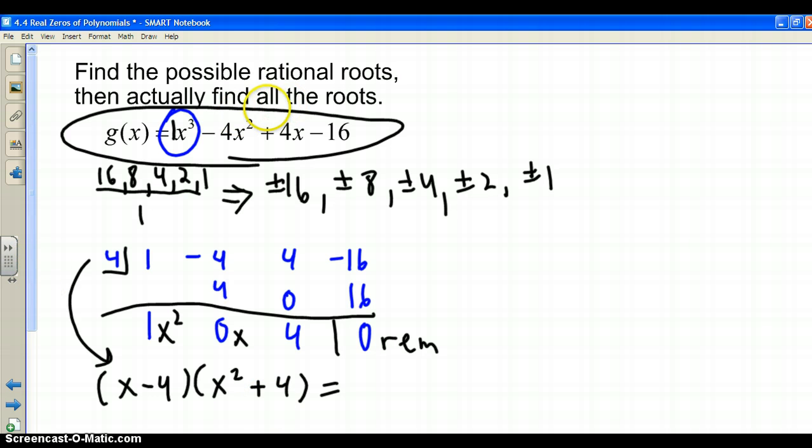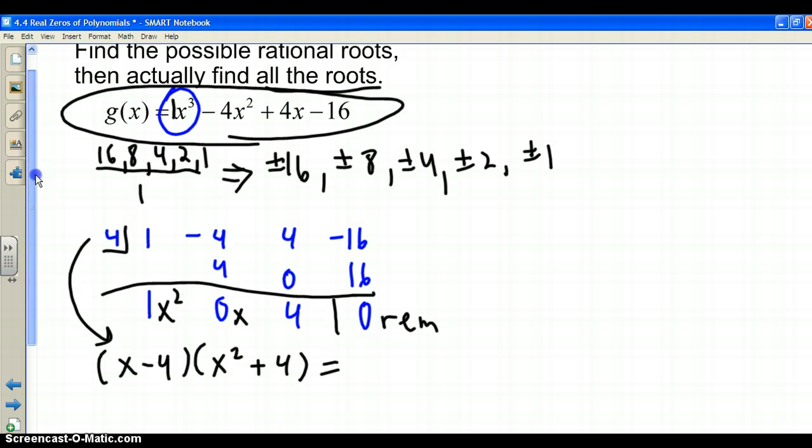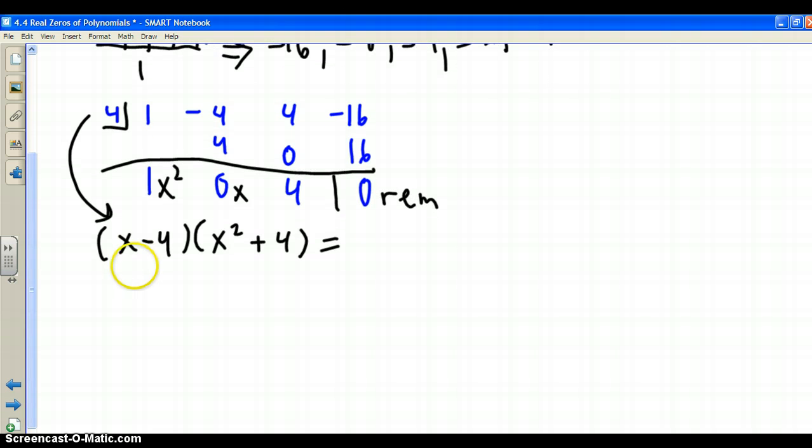And it says find all the roots. So to find all the roots, all you do with this is basically say, well, what are my 2 roots? Well, x equals 4. I already knew that was a root. I got that one from the graph. And then just set this factor equal to 0. So x squared plus 4 equals 0.